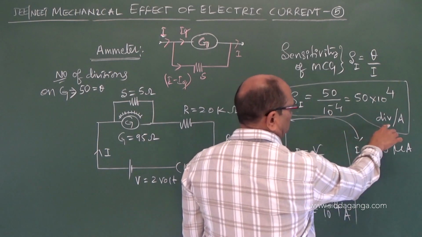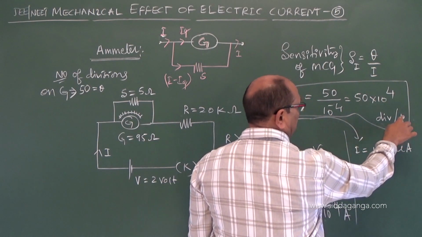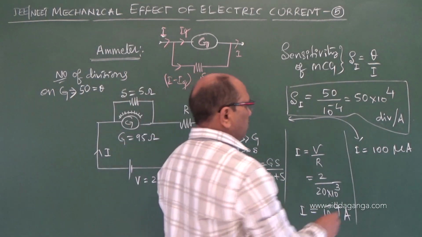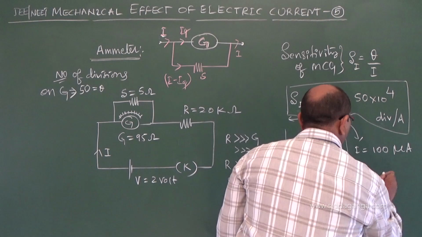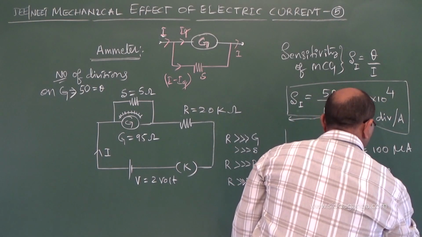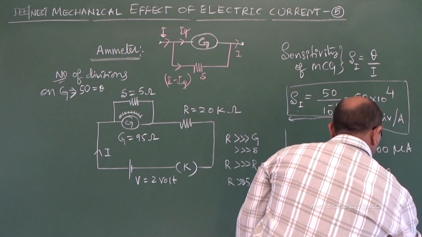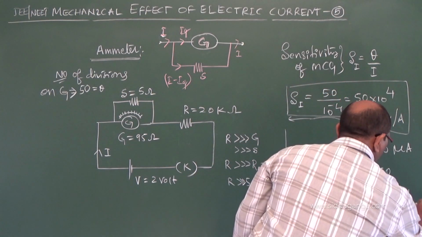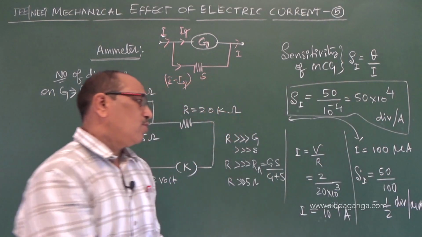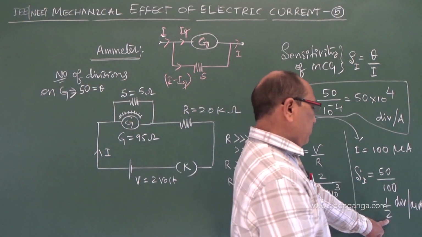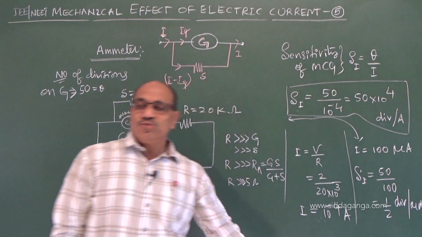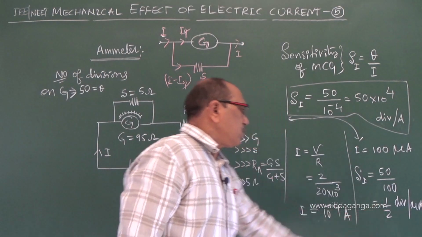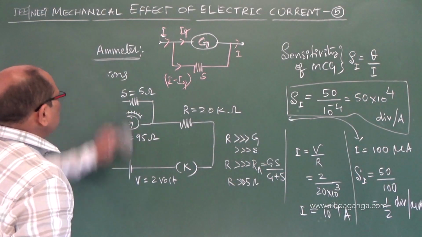I am giving another solution if they are writing this ampere in microamperes. 10 power minus 4 may be written as 100 microamperes. So SI is equal to 50 by 100, that is equal to half division per microampere. 1 division per 2 microampere measures. Anyway, if the answer is here, this is okay, otherwise you can have this. Coming to the next.